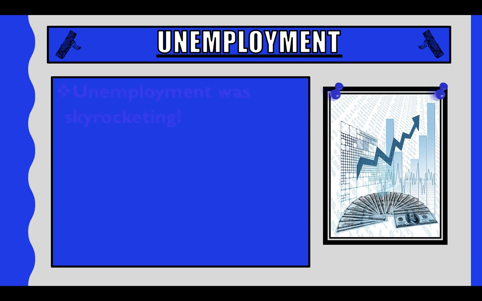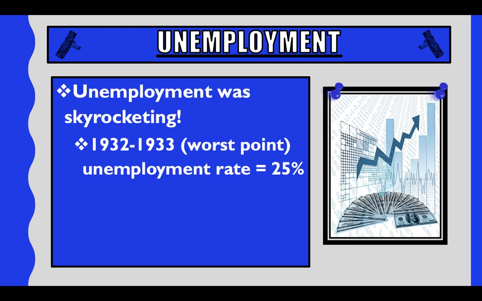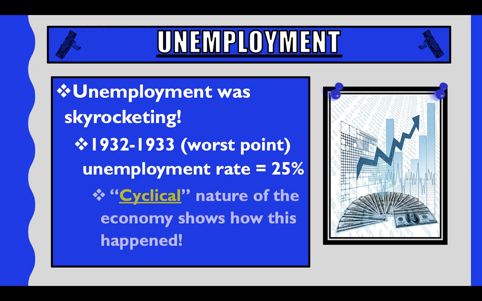This is truly astonishing. Unemployment was skyrocketing at the time. Between 1932 and 1933, the absolute worst point of the Great Depression, the unemployment rate was 25%. One out of every four people was out of a job. So compare that to today when the unemployment rate is about 3%. It's truly astonishing to think of such a high figure even being possible.